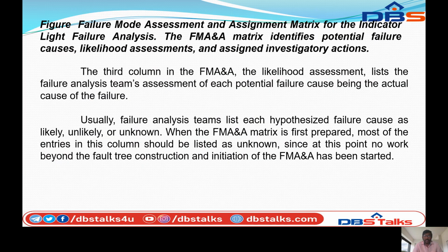Usually the failure analysis team lists each hypothesized failure cause as likely, unlikely, or unknown. When the FMA matrix is first prepared, most of the entries in the column should be listed as unknown, since at this point no work beyond the fault tree consideration and initiation of the FMA has been started.